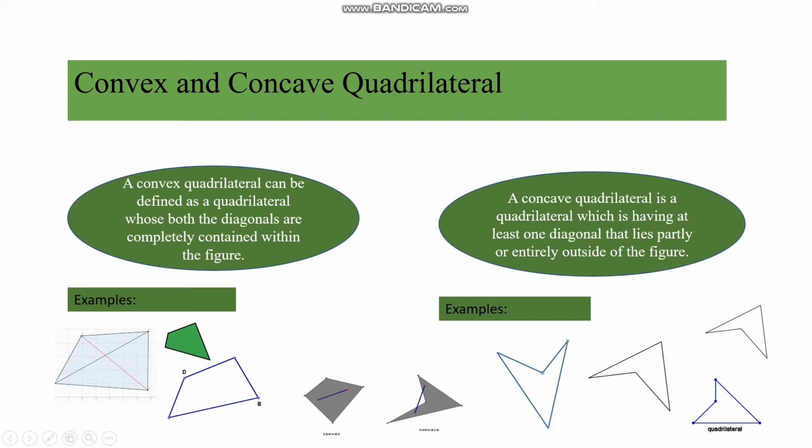In this example, four sides are there, two diagonals are there, and these two diagonals completely lie inside the figure. So that is why this quadrilateral is a convex quadrilateral. But in this shape, it's a quadrilateral, but one diagonal of this shape completely lies outside the figure. So that is why this quadrilateral is called the concave quadrilateral.